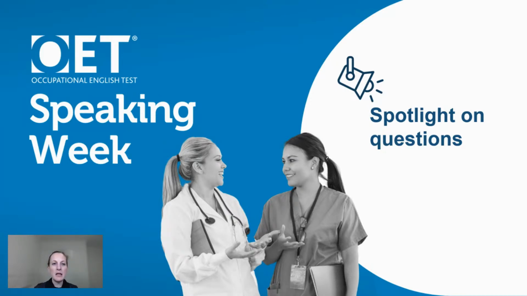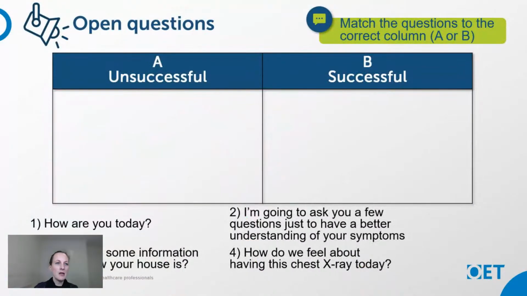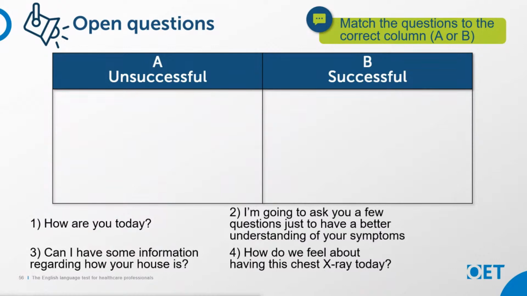And just for the last part of this session, we're going to look at some examples of successful and unsuccessful questions for these role plays that we've looked at. So first of all, let me just turn off my camera. I'm showing you 4 questions on the screen. 3 of them are successful, open questions, and 1 of them is unsuccessful.